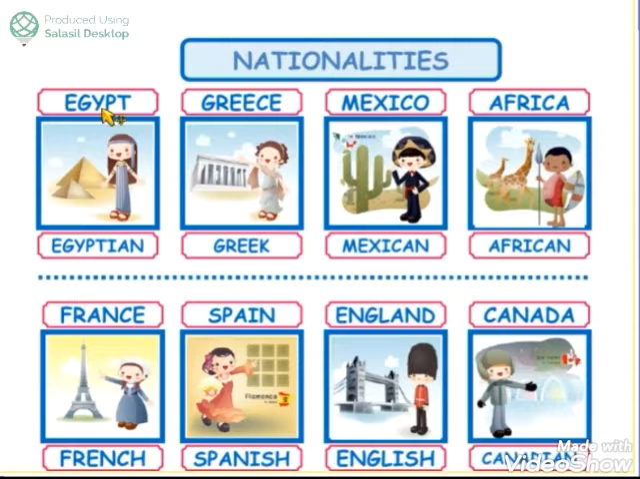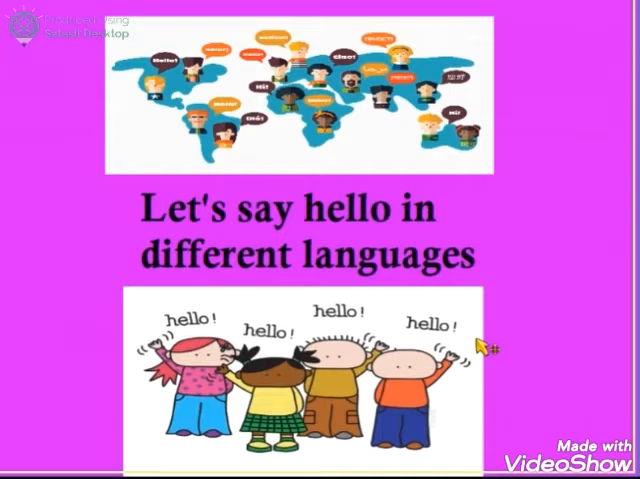These are examples. Number 1. She comes from Egypt. She is Egyptian. Number 2. She comes from Greece. She is Greek. Number 3. He comes from Mexico. He is Mexican. Number 4. He comes from Africa. He is African. This girl comes from France. She is French. She comes from Spain. She is Spanish. He comes from England. He is English. The last picture, he comes from Canada. He is Canadian.